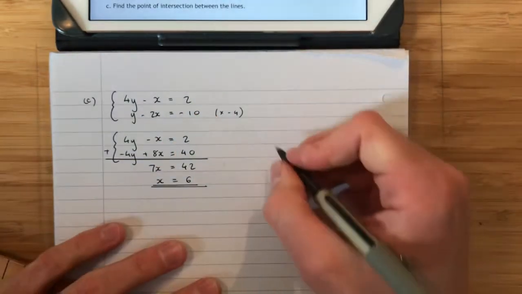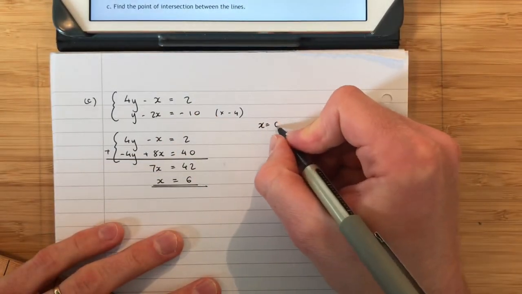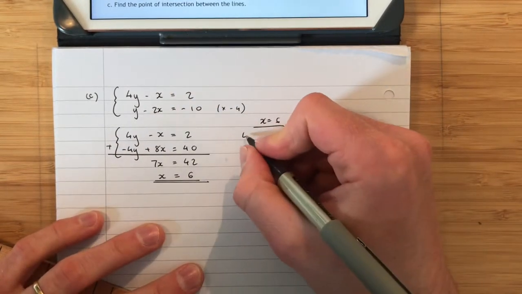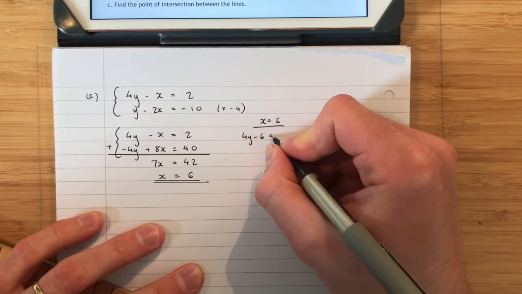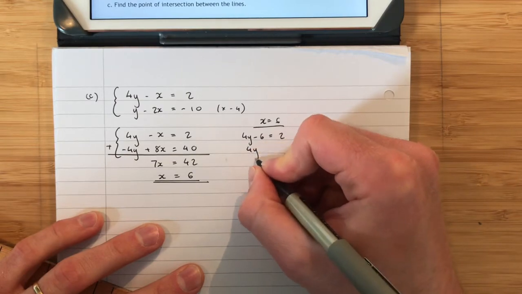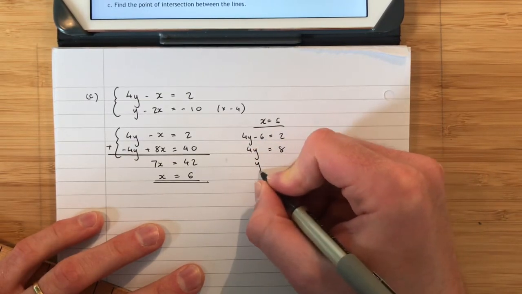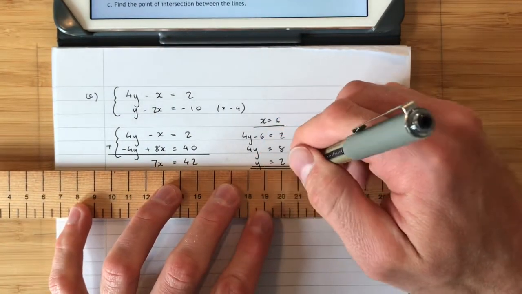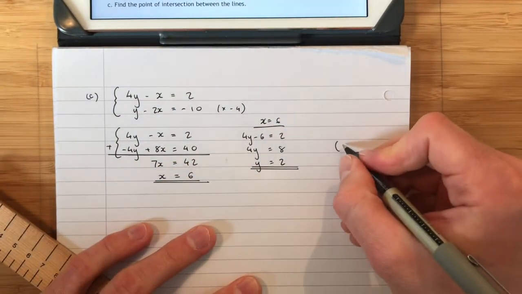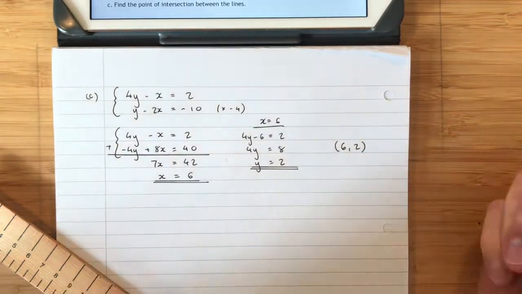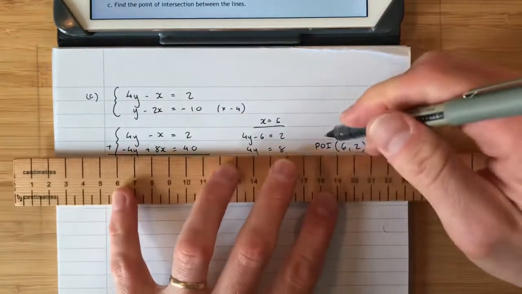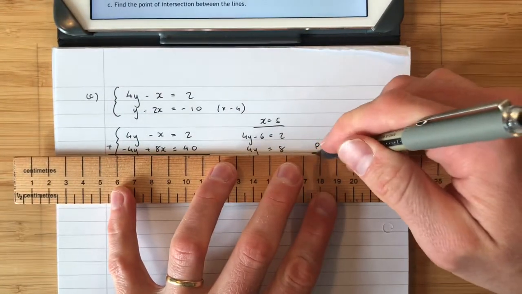My first bit, I'm going to take x is 6, and I'll sub it back into a top equation. So 4y minus 6 equals 2. That means 4y equals 8. That means y equals 2. So the point of intersection between those two lines is 6, 2. It didn't give us a name for those, so I'm going to write POI for point of intersection is 6, 2. And that makes you look snazzy.